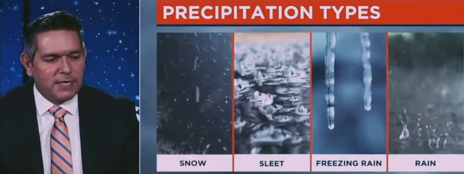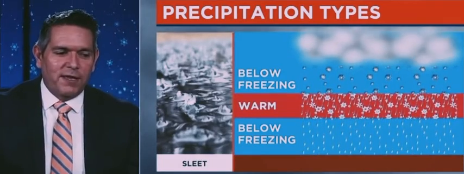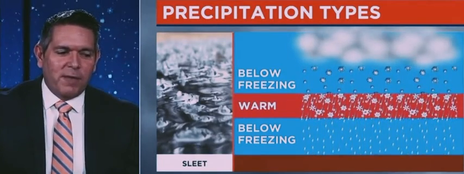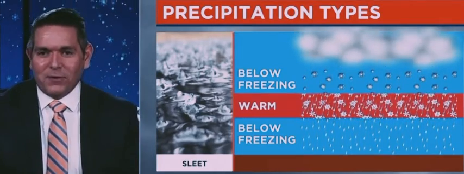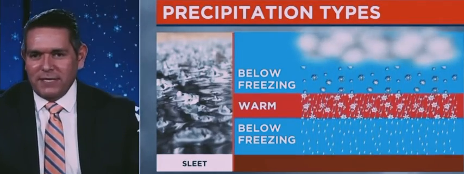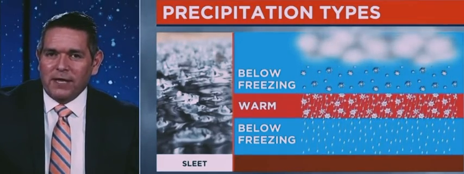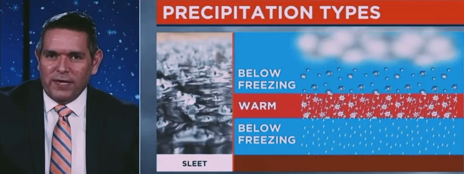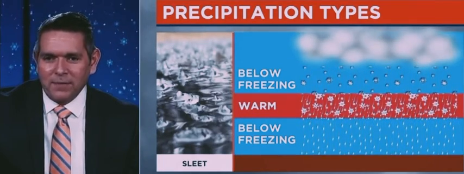Now, sleet gets a little more complex because it falls as a snowflake, melts into a raindrop, and then freezes into a frozen raindrop, or an ice pellet, and then hits the ground and bounces around. We call that sleet. We saw this last year. Remember how we were talking about a snow event and warmer air got involved and we ended up with a sleet storm? Remember that on Valentine's Day?